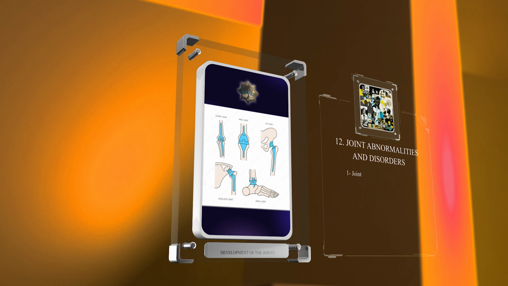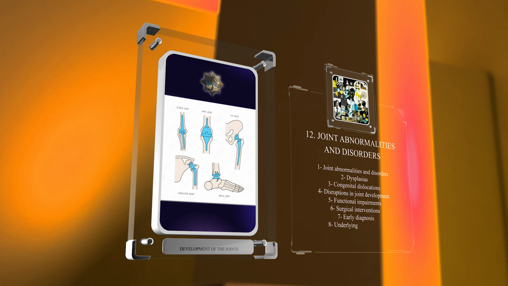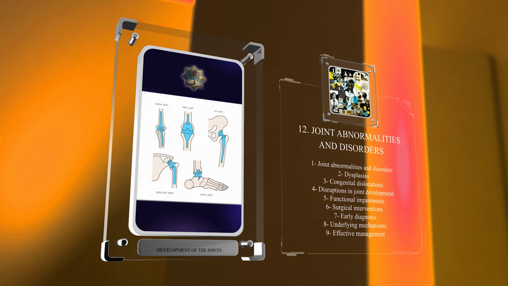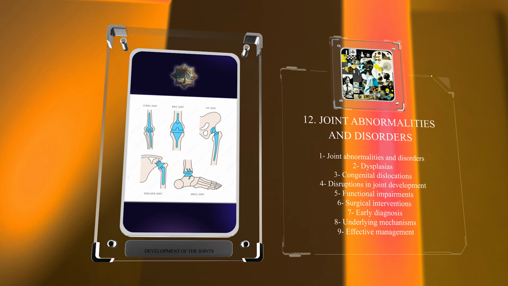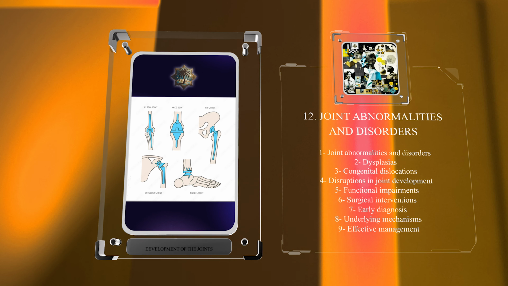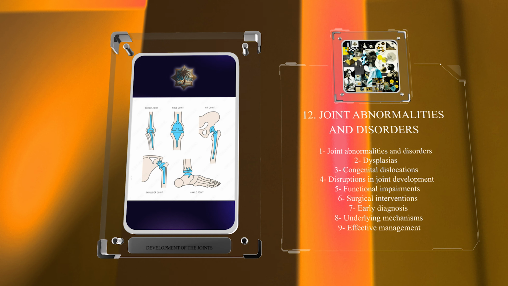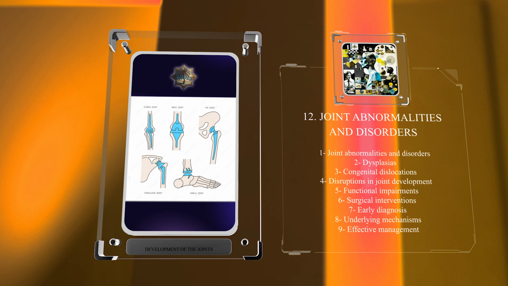Joint abnormalities and disorders, such as dysplasias and congenital dislocations, are caused by disruptions in joint development. These conditions can lead to functional impairments and may require surgical interventions. Early diagnosis and understanding the underlying mechanisms are important for effective management.